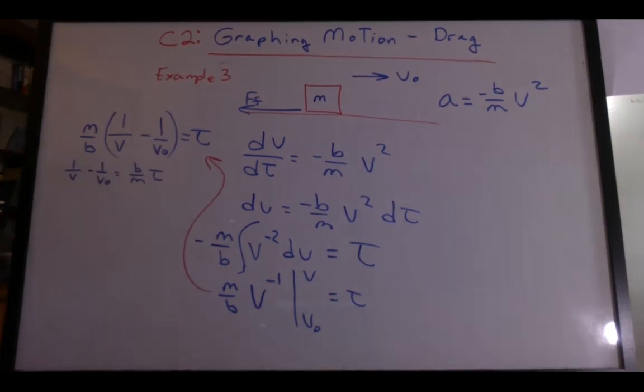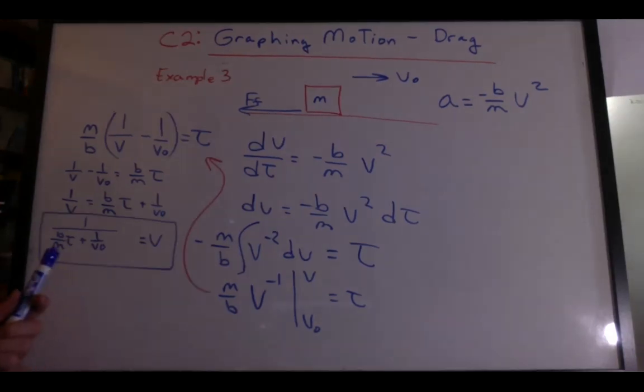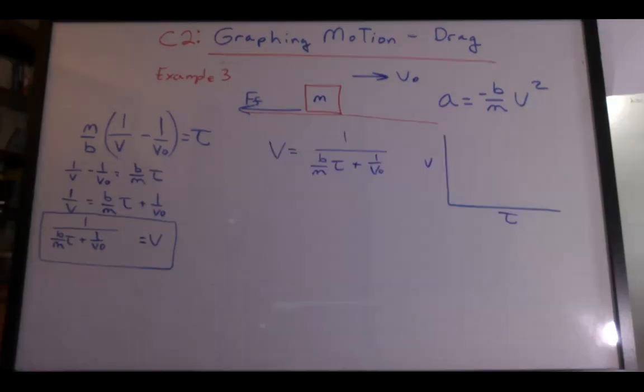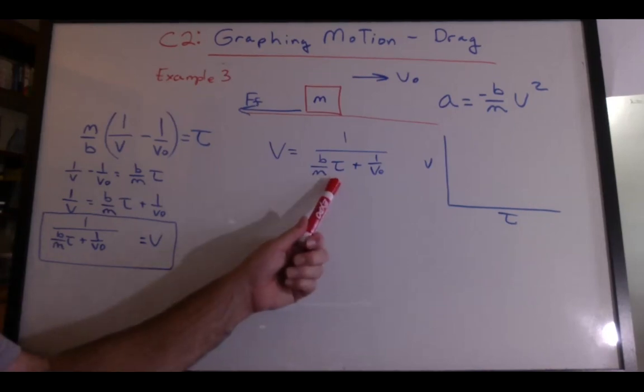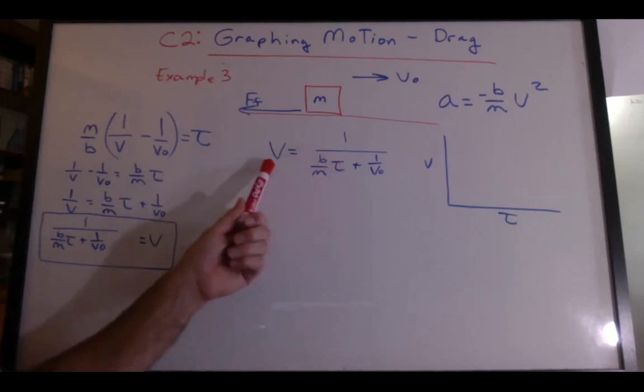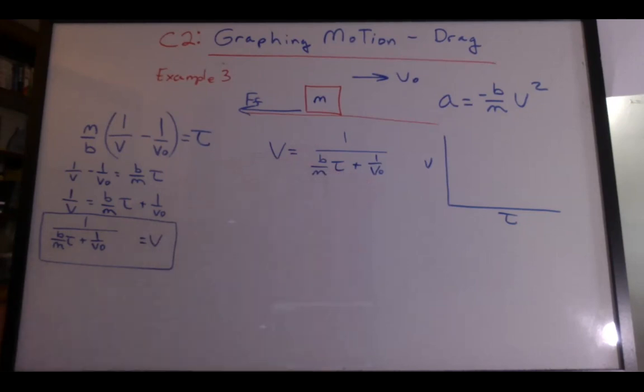Well, we've got to do some algebra. And now we can rewrite this. And now we have a velocity as a function of the time. Let's test this at extremes. When the time is 0, this term becomes 0, and we're left with a velocity that's equal to the initial velocity.